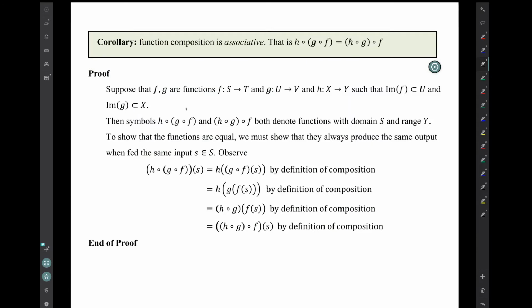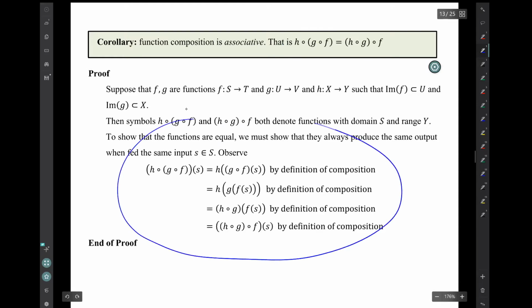Now there's a corollary that function composition is what's called associative. That is, if you write a composition that way or this way, it doesn't matter. The result is the same. Now the way that we show that is we show that for any input, this function gives the same output as this function. And that's done here on this page. I will let you read this.